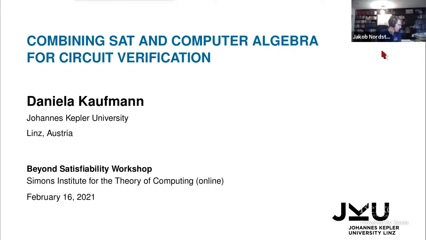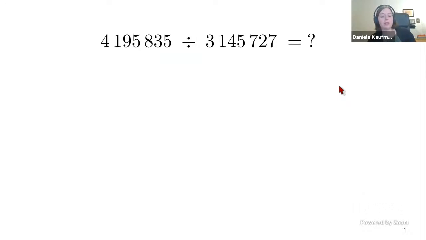So thank you, Jakob, and thank you for having me here. As you said, today I'm going to talk about combining SAT and computer algebra for circuit verification. But let me start my talk with the following question, namely, what is 4,195,835 divided by 3,145,727? Obviously, I can't solve this in my head, and I'm too lazy to do that on paper.